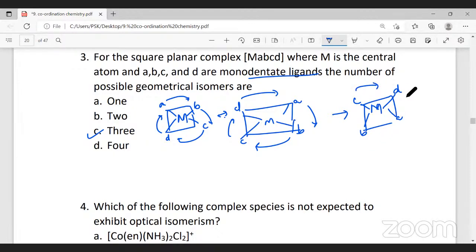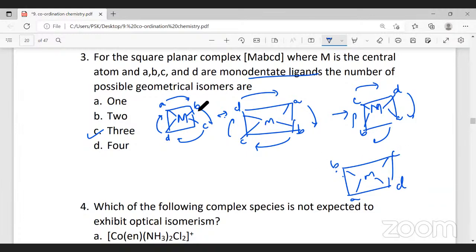Now you rotate this. What happens? The fourth isomer, what will happen if you rotate? Metal is here in the center, and if you rotate, C comes here, D comes here, A comes here, and B. Now just observe this. A and B are on the same side. Here also A and B are on the same side. C and D are on the same side.